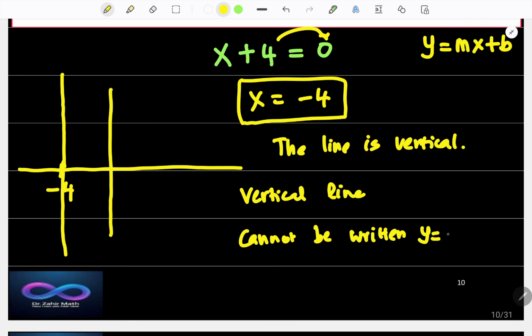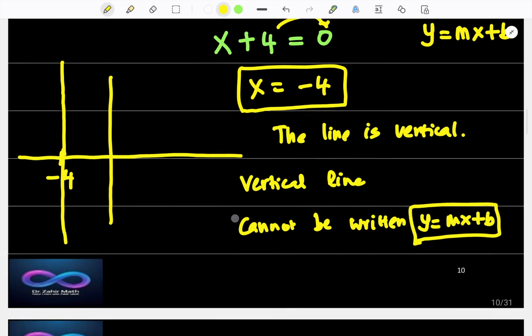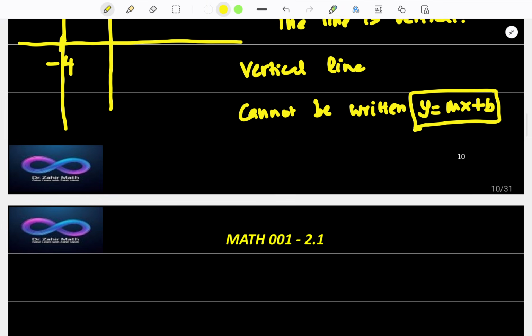as y equals mx plus b. Because it is a vertical line, we cannot write y is equal to mx plus b. Okay, teacher, the question is find the slope and y-intercept. How can I find the slope, teacher? Slope is undefined. You want me to show that?